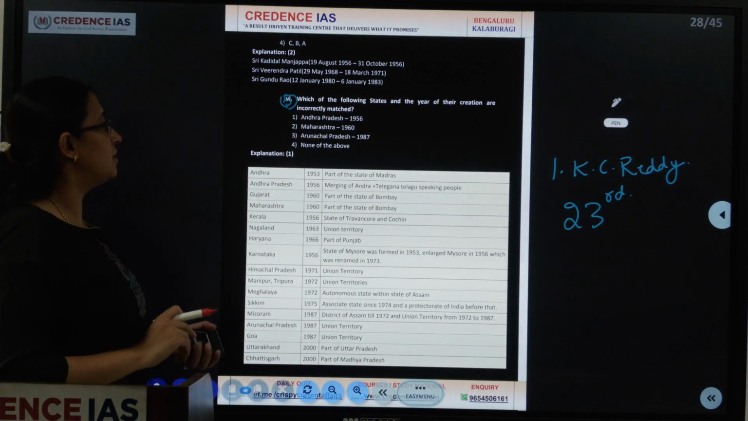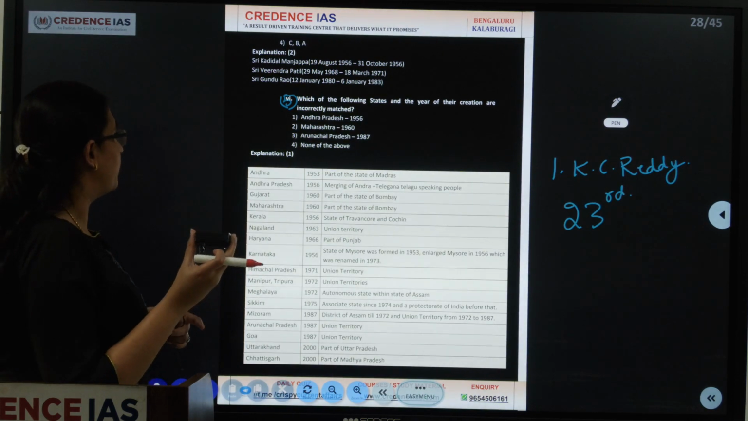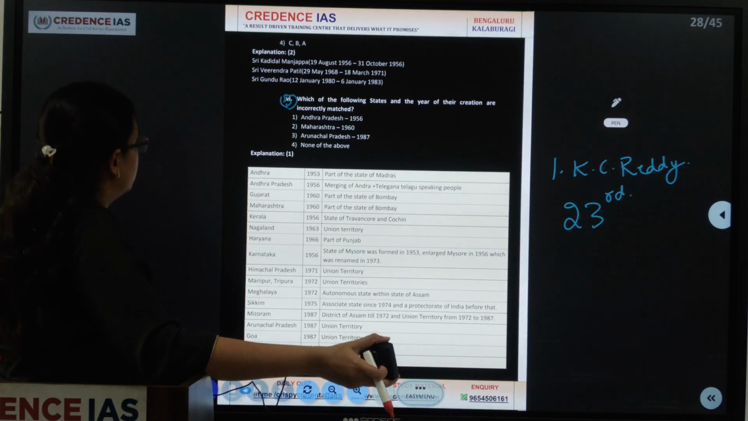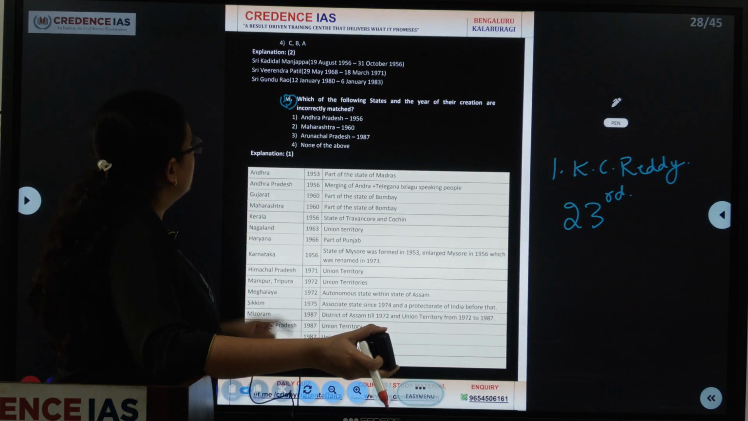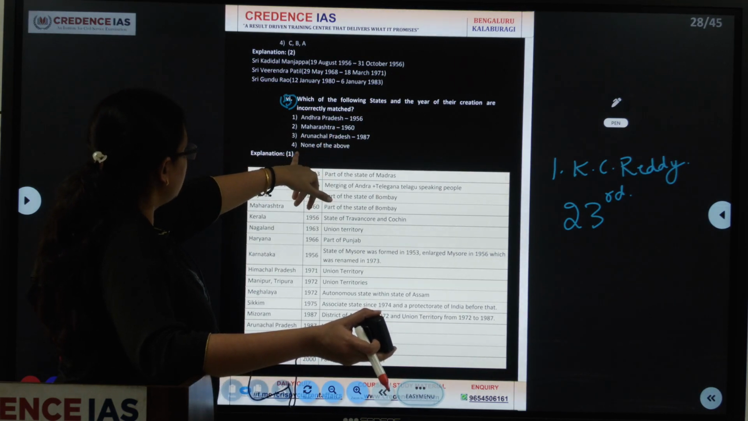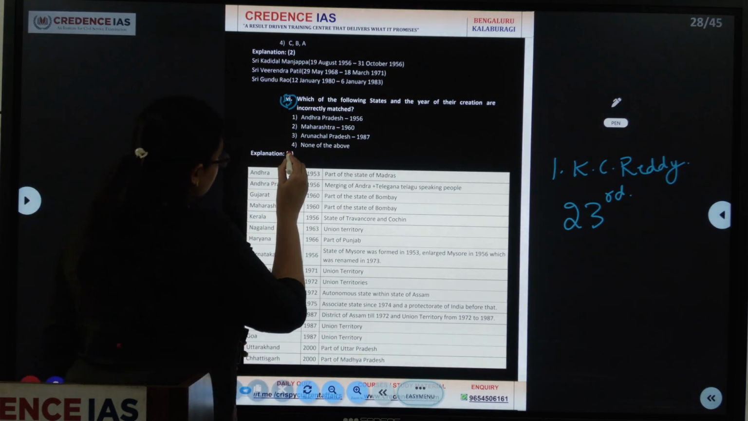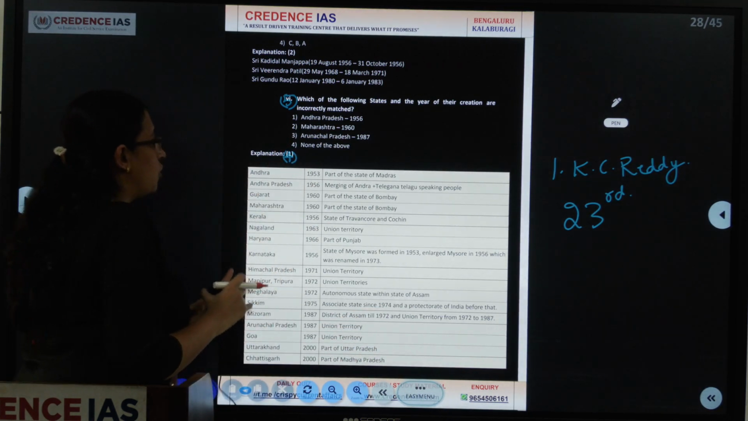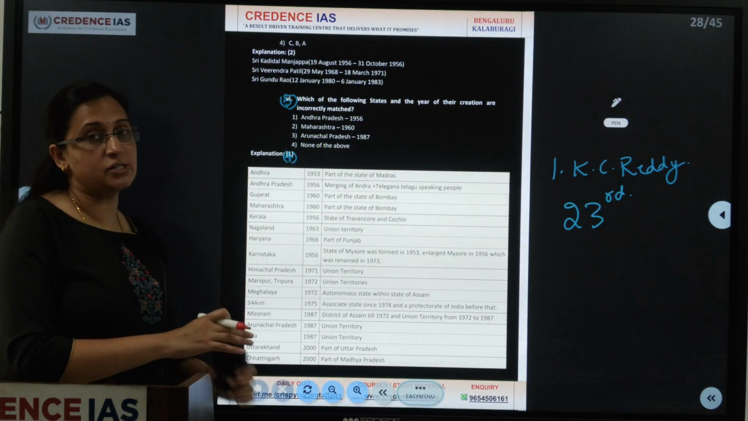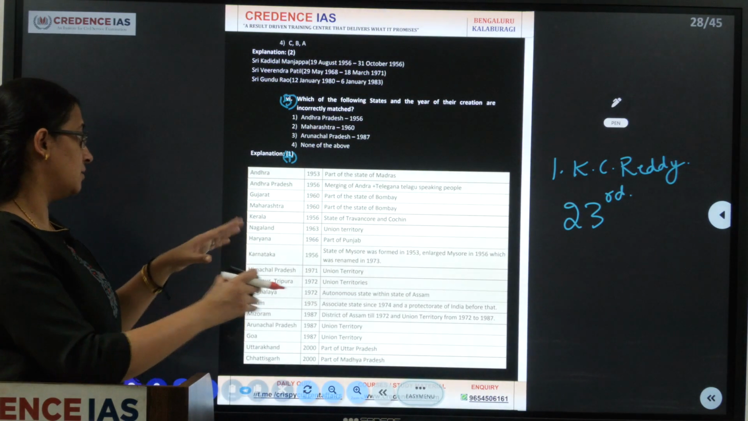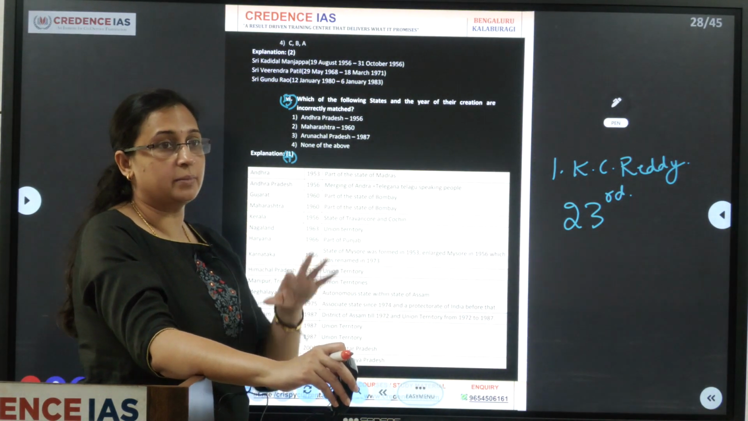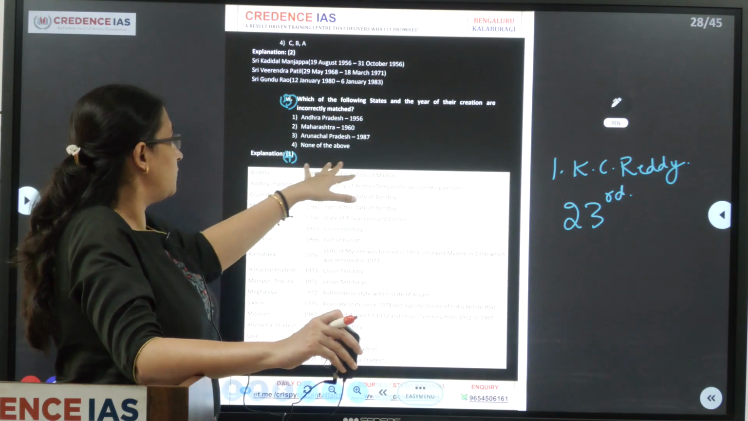Which of the following states and the year of their creation are incorrectly matched? Andhra Pradesh 1956, Maharashtra 1960, Arunachal Pradesh 1987, none of the above. Here the answer is none of the above because all are correctly matched. In 1953, the first state based on linguistic basis was formed, that is Andhra. The portion of Telugu speaking people was separated from the Madras state and Andhra was created in 1953.